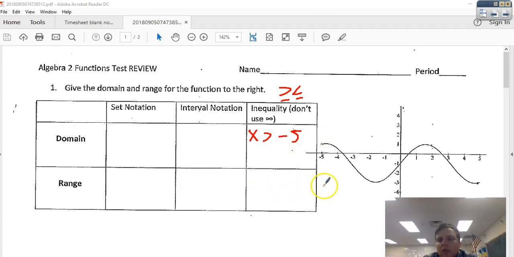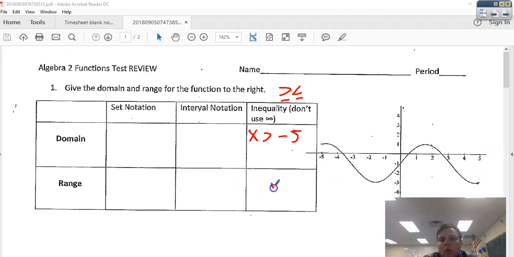For range, okay, now I want you to notice something for your range. Okay, and this range is tricky here. But what's your highest y value right now? 1. What's your lowest y value right now? -3. What seems to be happening in this graph? We go up to 1, down to -3, up to 1, down to -3. So we're probably going to continue that pattern.